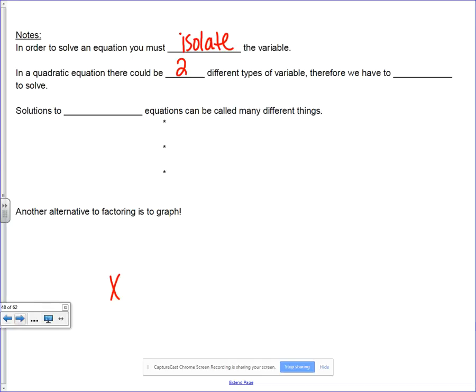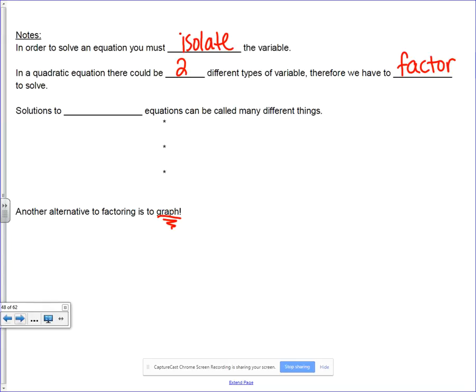So for example, something like this. Can I isolate? No, because there's 2 different of them, right? So if I can't isolate it, then what do I have to do? You have to factor it. Set it equal to 0 and factor it. Okay, but yesterday, instead of factoring, we graphed, right? That was another way to do it.